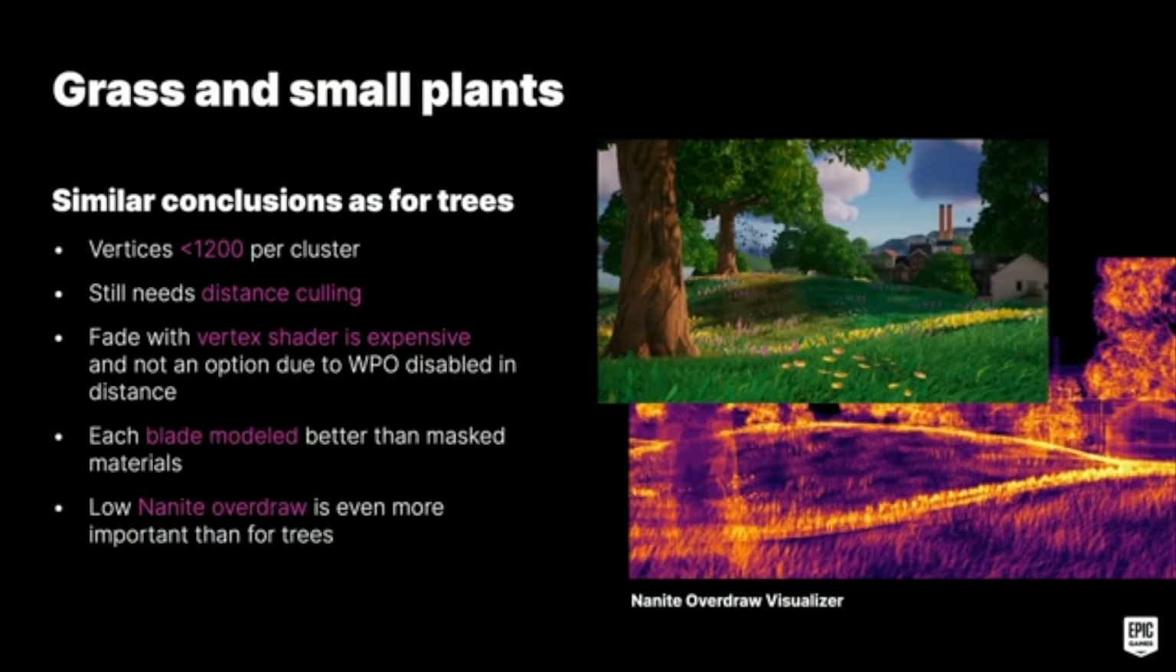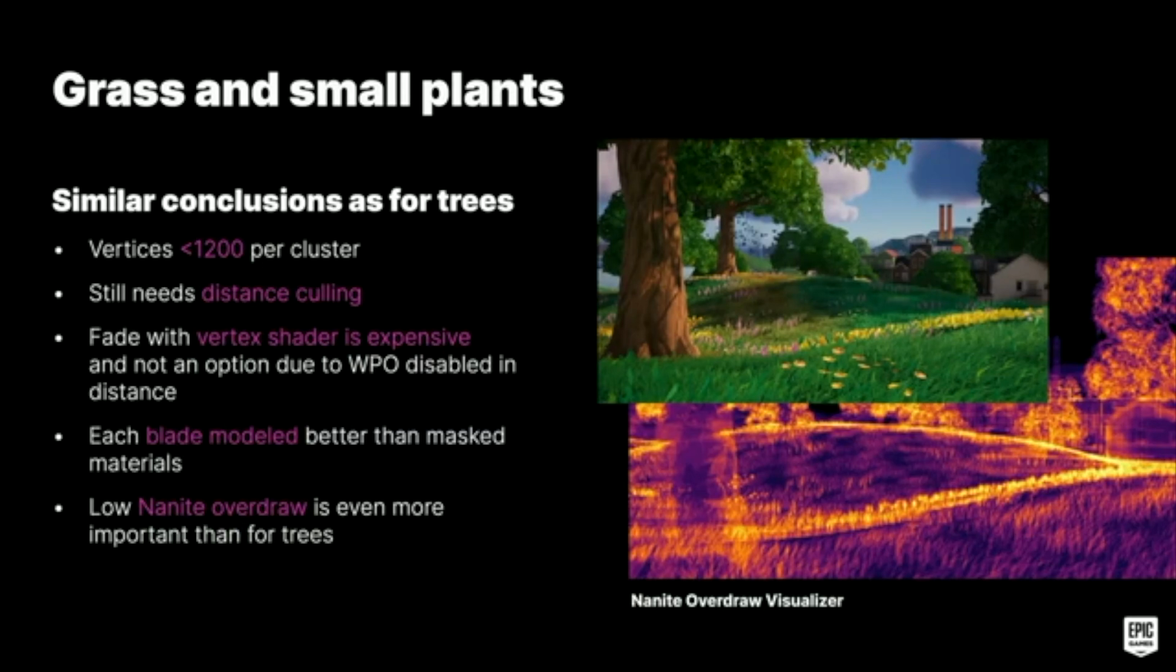And because vertex shader is again expensive on grass, we needed to disable the world position offset in the distance. This meant we couldn't use our old system of fading out the grass in the distance using a world position offset shader. So we needed to switch that to a pixel shader. And we fade out our grass by matching the color of the terrain and the normal of the terrain.